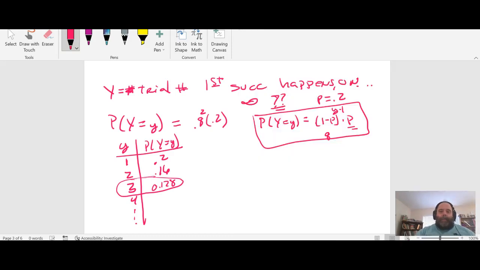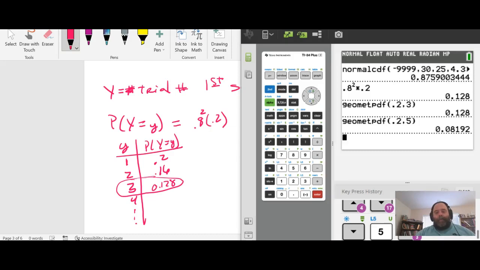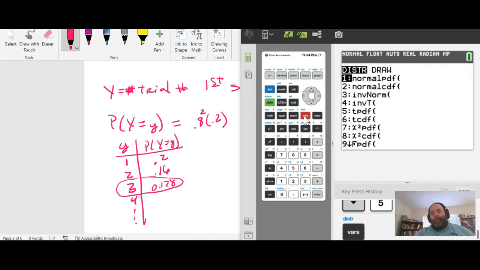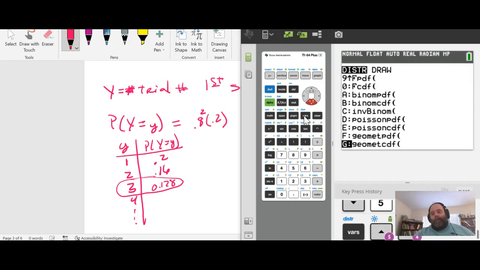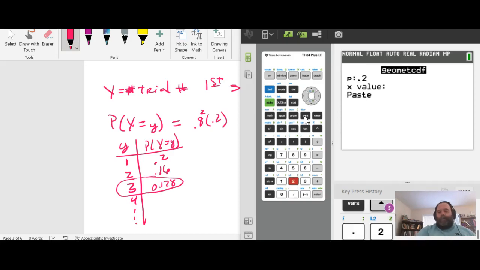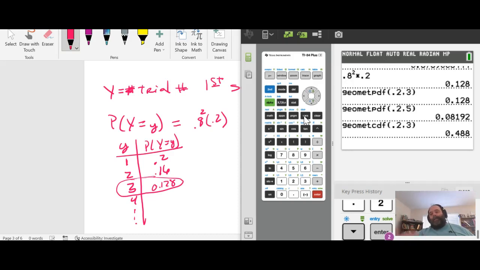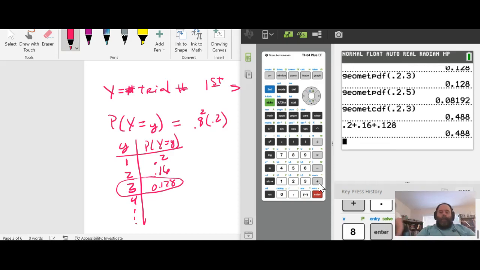This is where the CDF becomes really important. I can get the probability that it happens within the first 3 trials. So 2nd vars, go down to geometric CDF, probability of success is 0.2, and I want the probability that it happens within the first 3 trials. If you look, that's 0.2 plus 0.16 plus 0.128, which adds up to 0.488. That tells me I got it within the first 3 trials.